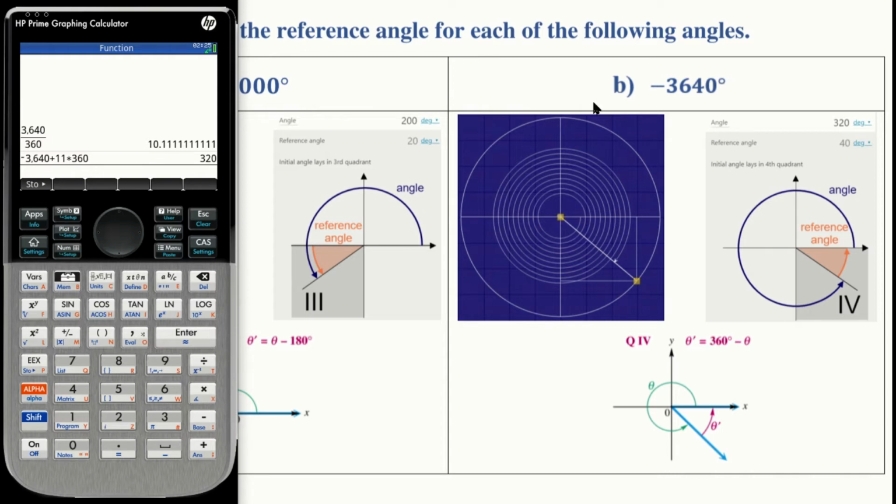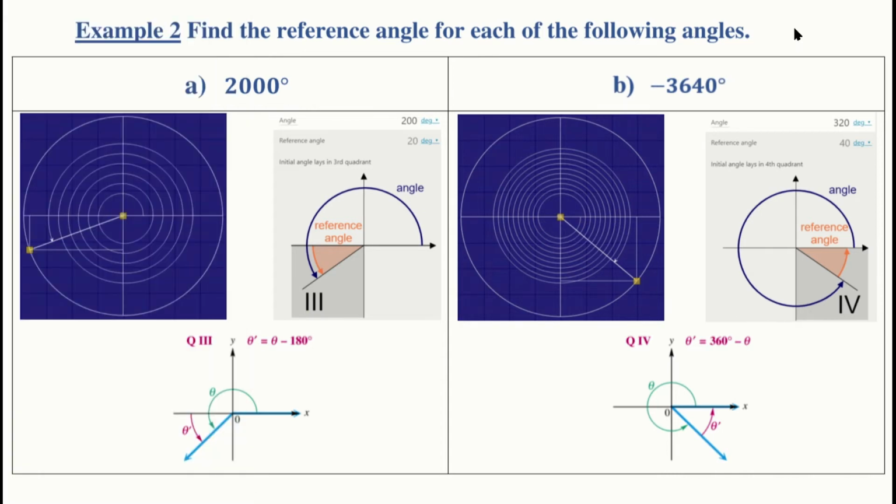That's how you handle finding reference angles when we're dealing with angles whose measures are not between 0 and 360. And that's all there is to it. Make sure you totally understand these because they're going to play an important role for us before you proceed.